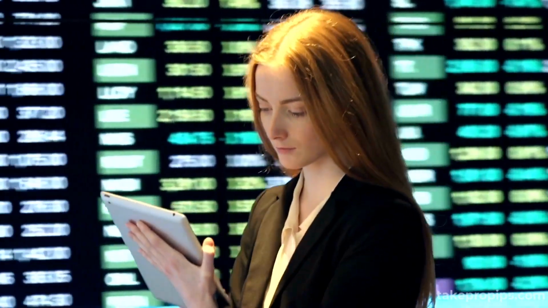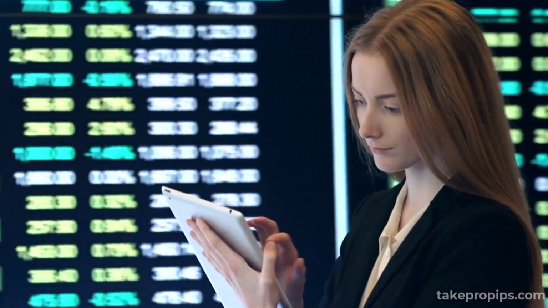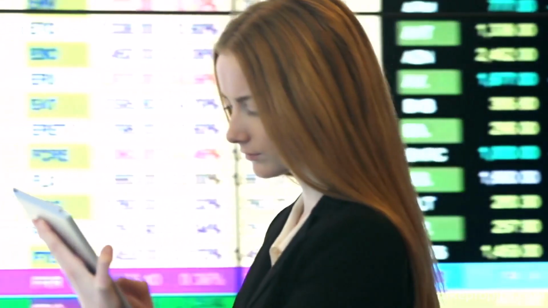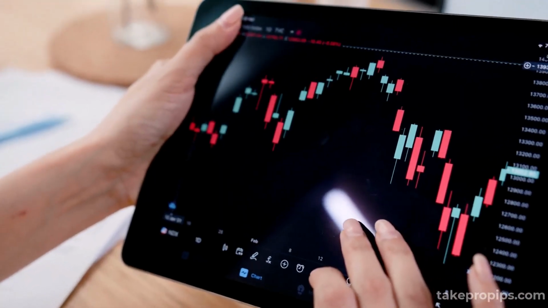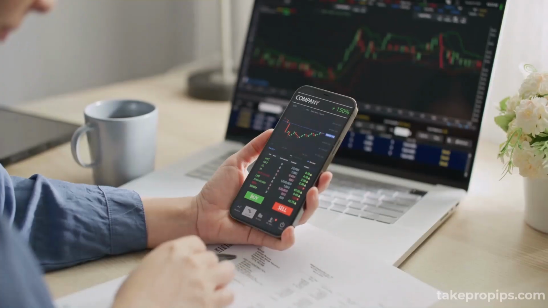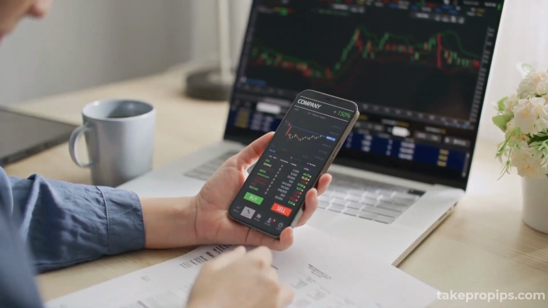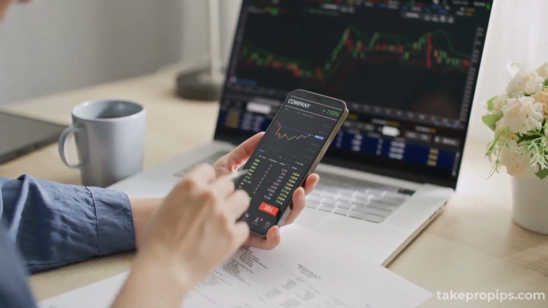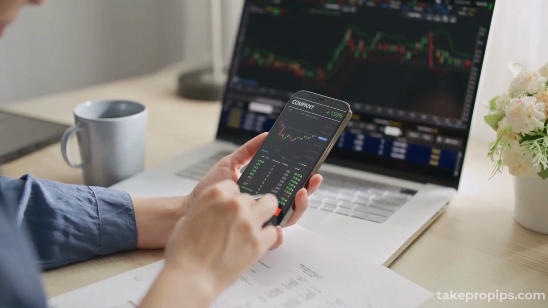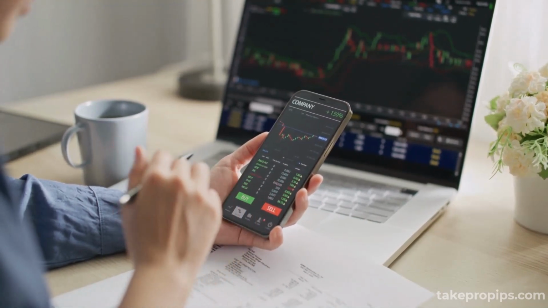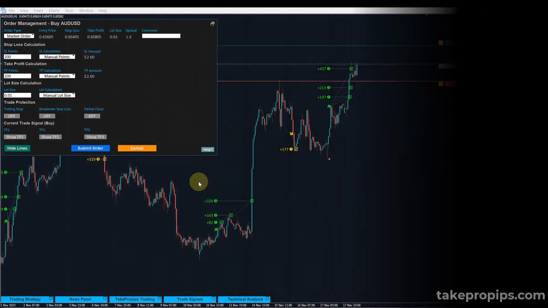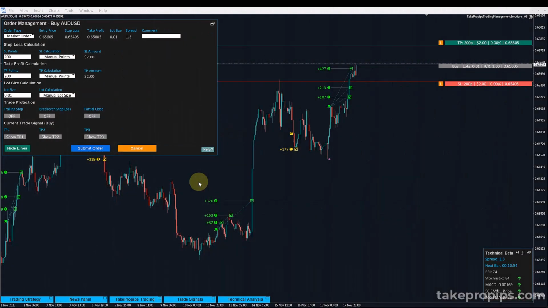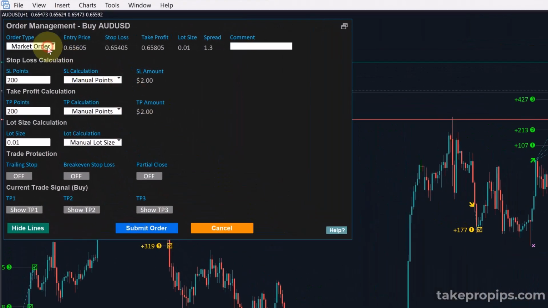Speed and simplicity: market orders are executed quickly, making them ideal for fast-paced trading environments. Best for active trading: if you're looking to capitalize on short-term market movements, market orders are your go-to. Monitor market conditions: since market orders are executed at the current price, it's important to keep an eye on market volatility and liquidity. Now let's take a look at pending orders.